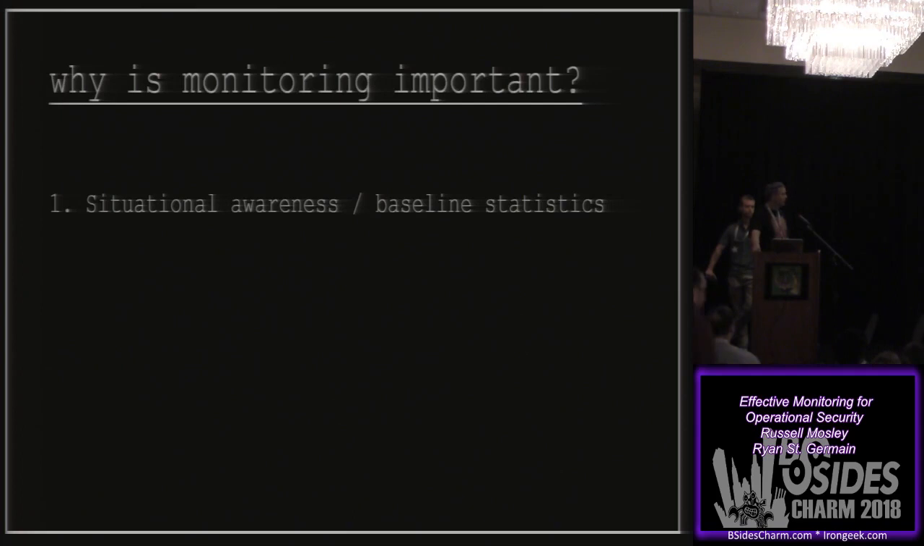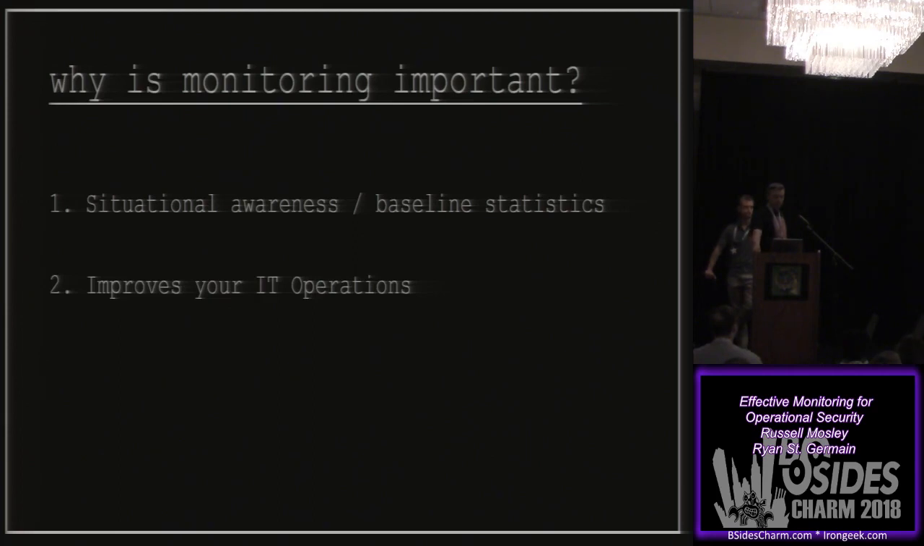Briefly, why is monitoring important? Well, monitoring is important for situational awareness and for knowing your baseline statistics, i.e. what is normal. The more you monitor and review your IT operations, the better your situational awareness and knowledge of what's normal is going to be. So how can you detect anomalies or abnormal traffic or behavior without baselines and knowing what normal looks like? Do you know what your normal bandwidth utilization looks like? Do you know where your users normally VPN in from? If you're not monitoring those things, you're not going to have a good, solid idea of what is normal.